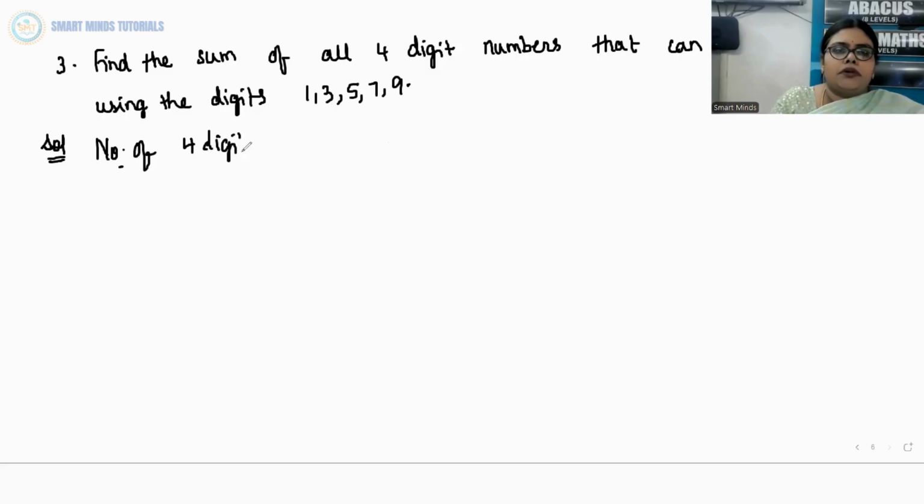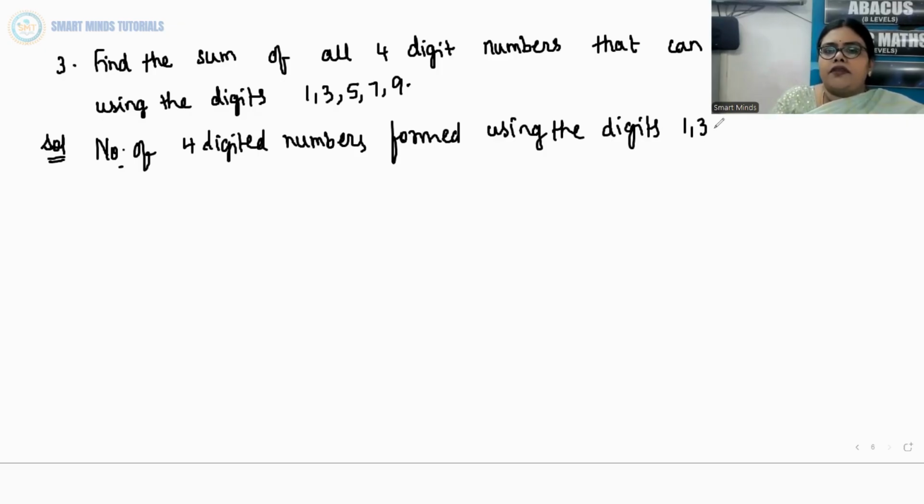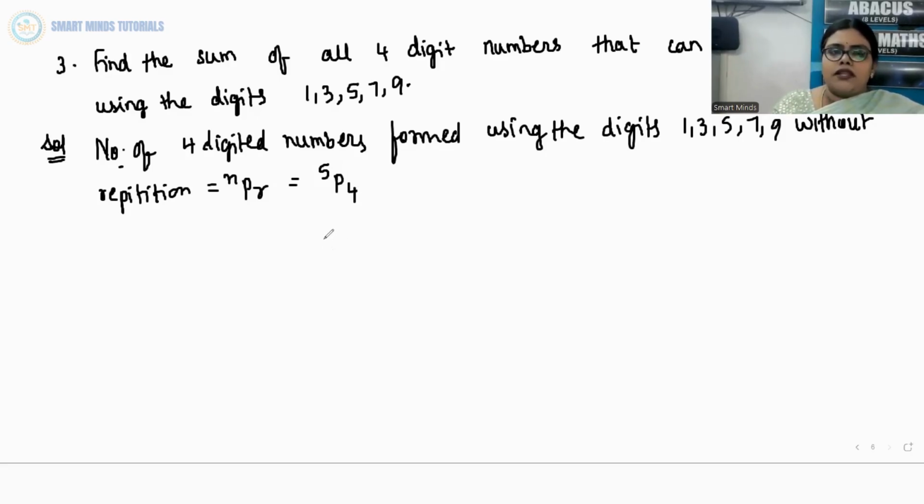Number of 4-digit numbers formed using the digits 1, 3, 5, 7, 9 without repetition is nPr. Formula is nPr. n is 5, r is 4. Altogether there are 5 digits, so n is 5. We need to make 4-digit numbers, so r is 4. So what is 5P4? Start from 5, reduce 4 times. 5 into 4 into 3 into 2. That is 120.